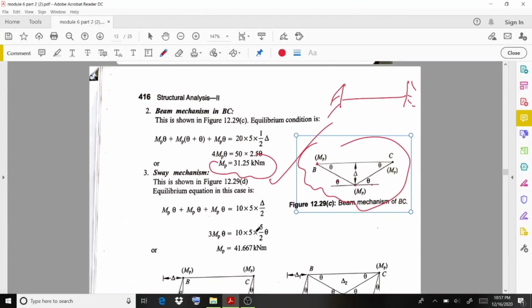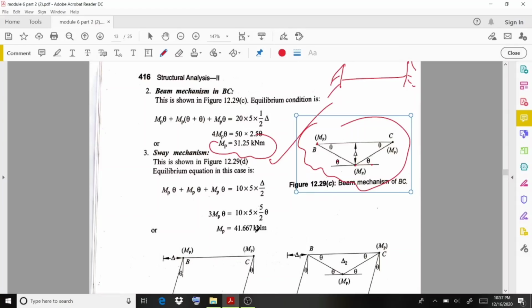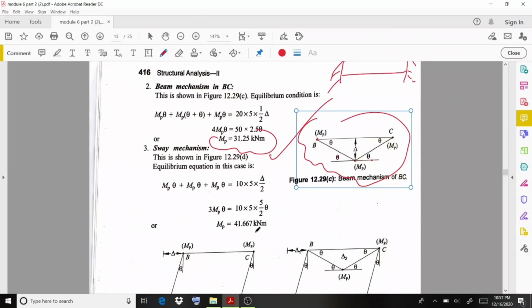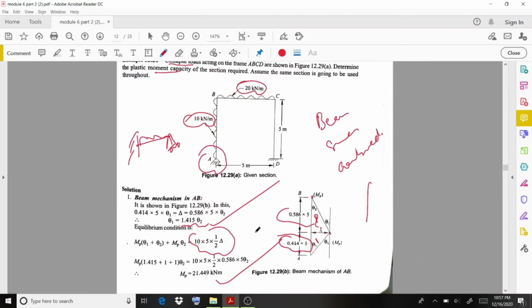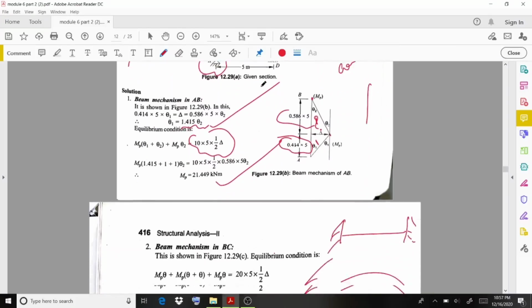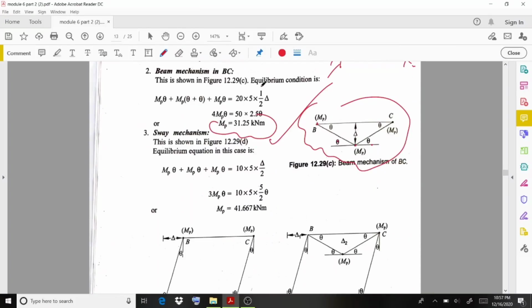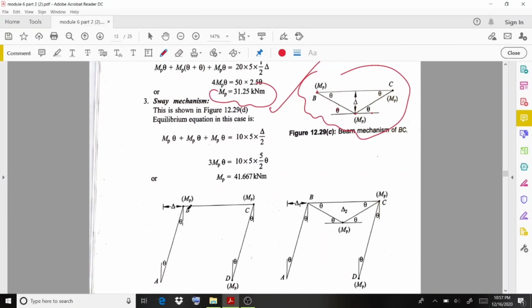Then coming to the next one, the sway mechanism. In this case we are only considering the 10 kilonewton per meter load; there is no role for the 20 kilonewton per meter in the case of sway mechanism. The hinges will form at the supports at B, then C, then again D. Why is it not going to form at A? Because in this case it is provided as a hinged support, that's the reason.